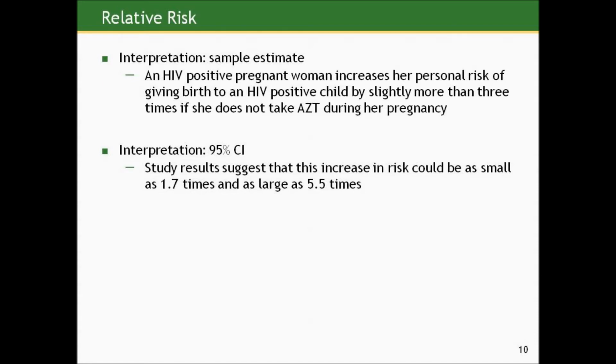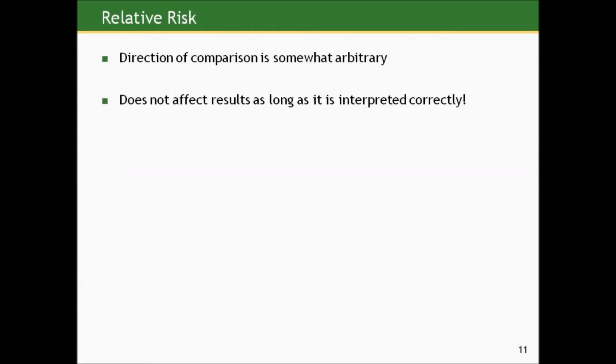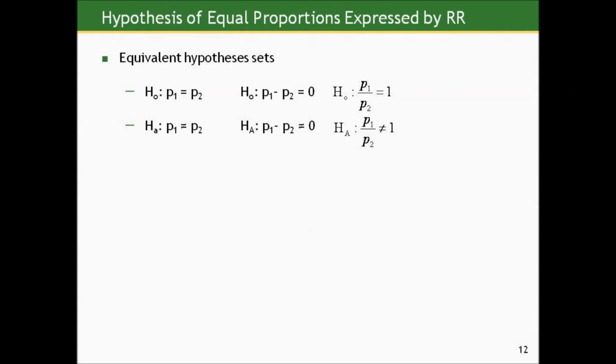So again, as with anything where we're comparing two numbers, the direction of comparison is somewhat arbitrary. It doesn't affect the results as long as you know who is being compared to who. Who's on the top and who's on the bottom. It doesn't change our story if we say those on the placebo were 3 times as likely to be infected as those on AZT, versus those on AZT were 1/3 as likely to be infected as those on placebo. Same story, just a different direction, but we want to make sure we know who's being compared to who with each numerical summary. What is the hypothesis of equal proportions expressed by the relative risk?